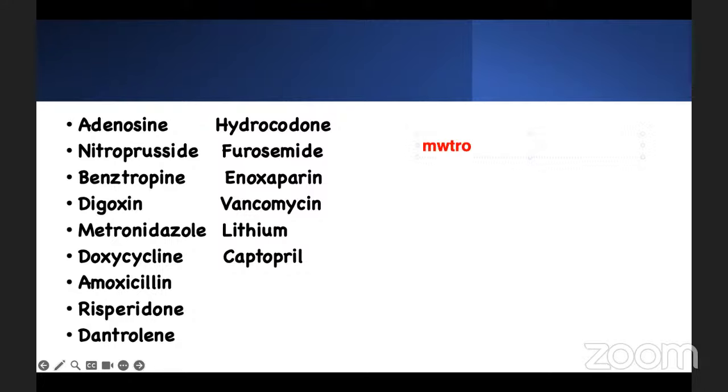Metronidazole. Can you say something about this? That's all. That's what I want. If you can say 3 things about this medication, then you're golden, right? You have seen this medication before. If you can't say anything at all, just know that it can be used for C. diff, C. difficile infection, right?